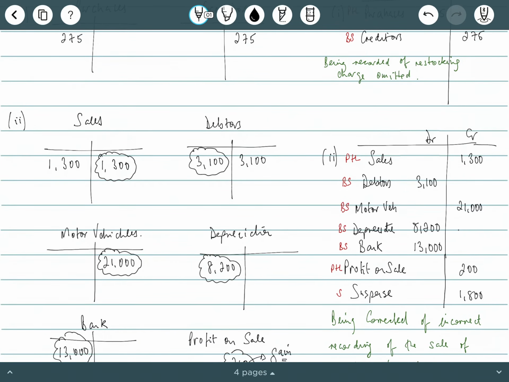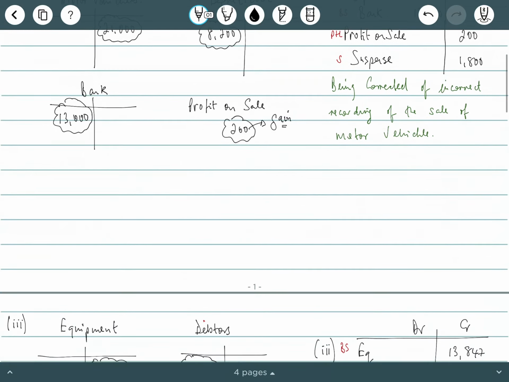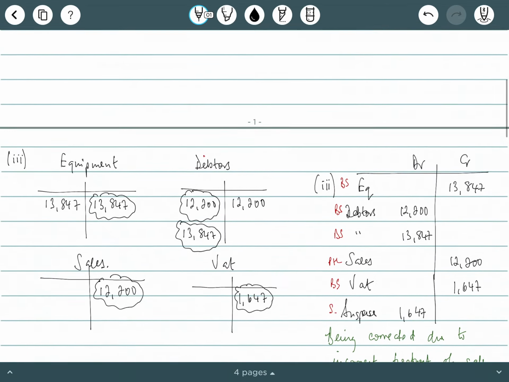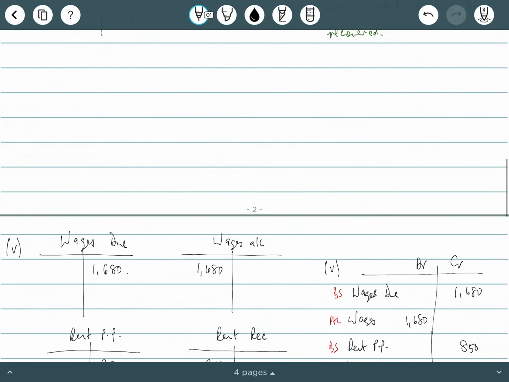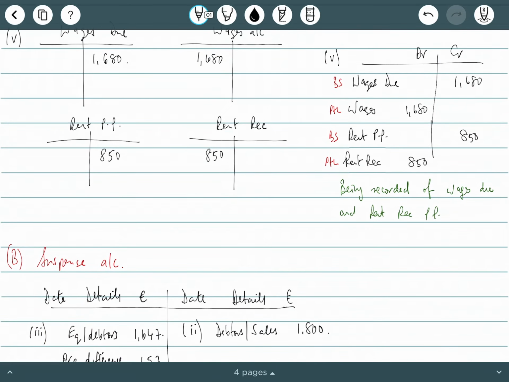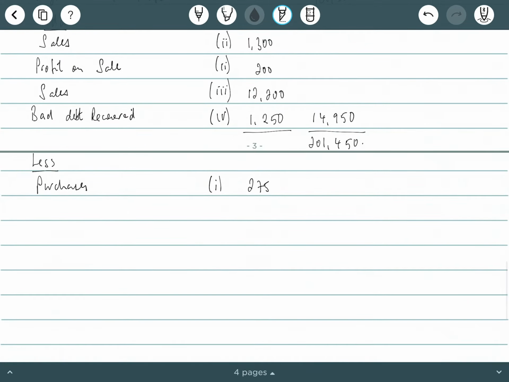Okay, go back up. The debit side, P&L. So no. P&L debit side, no. P&L debit side, no. Okay. P&L debit side, yes. Alright, here they are, look. Wages and rent receivable. So 1,680 and 850. So wages was working V and it was 1,680. And rent receivable was also working V and that was 850.